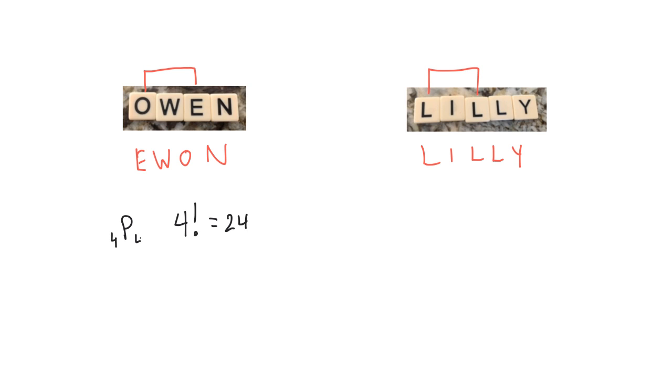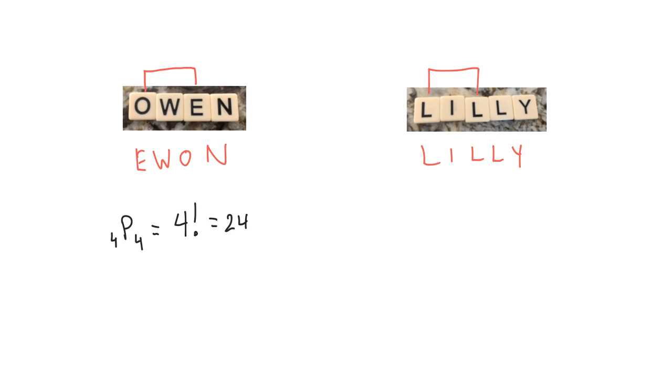For example, in Owen, when I swap the O and the E, I come up with Ewan, a new arrangement. Meanwhile, with Lily, if I swap these 2 L's, it still spells Lily. And that's not a new rearrangement. And so we can answer this question of which name can be rearranged in a greater number of ways using all the letters using what we just learned in that formula. So for Owen, all the letters are distinct. And so his name can be rearranged in just 4 factorial ways, which is 24. If you prefer, you can say it's 4P4, right?